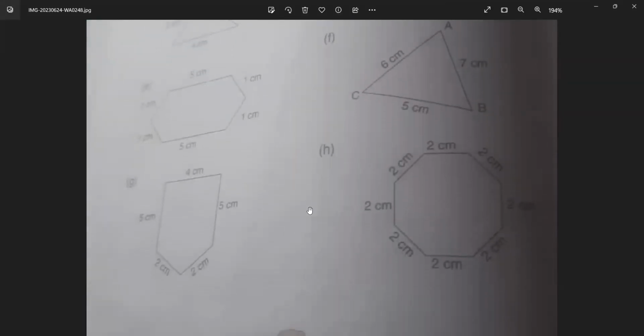Okay, we need to solve the sums. We need to find out the perimeter of these figures. These are all the figures given. We need to find out the perimeter of these figures. That's one.